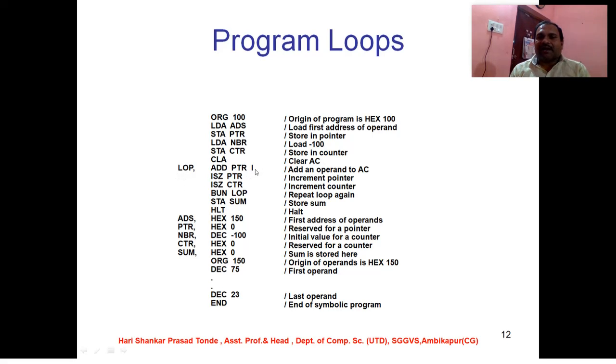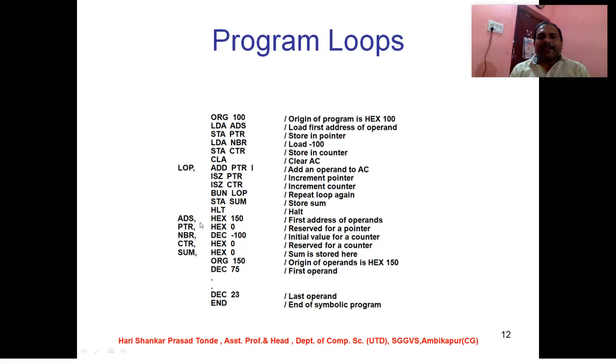ADD PTR R1. What happens? Add an operand to accumulator. ISZ PTR means increment pointer. ISZ CTR means increment counter. One loop means repeat the loop again and again. STA SUM means store the sum here, and afterwards what happens? We are going to halt the computer.